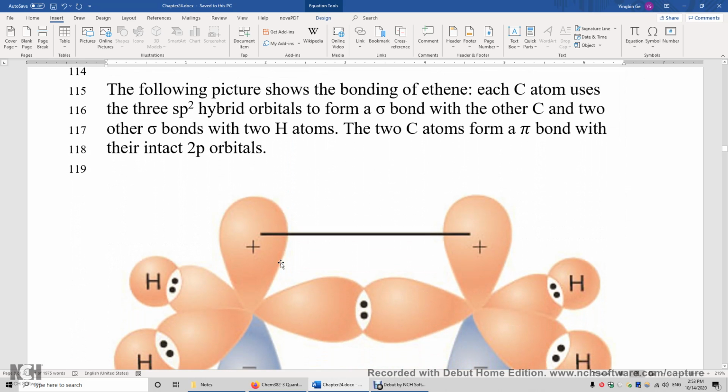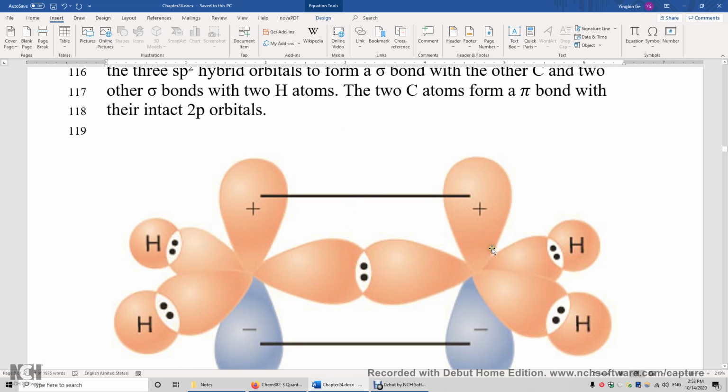Now let's look at the picture of ethene. Each carbon uses the 3 sp2 hybrid orbitals to form a sigma bond with the other carbon, and also with 2 hydrogen atoms. So 1 sigma bond, 2 sigma bond, 3 sigma bond. And then each of these 2 carbon atoms has an intact p orbital, and these 2 intact p orbitals may form a pi bond.